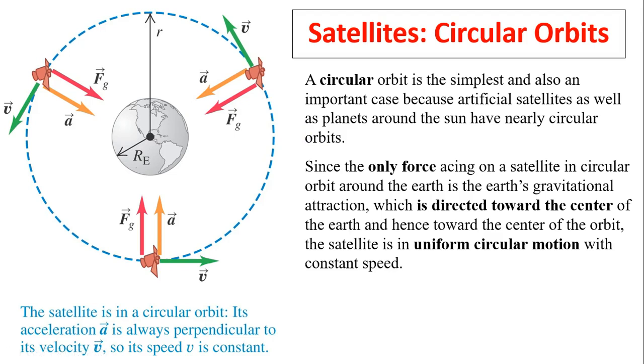Satellites in circular orbits. A circular orbit is the simplest and also an important case because artificial satellites, as well as planets around the sun, have nearly circular orbits. Since the only force acting on a satellite in a circular orbit around Earth is Earth's gravitational force, which is directed toward the center of the Earth and hence toward the center of the orbit, the satellite is in uniform circular motion with constant speed. So the force is toward the center, and the acceleration has to be toward the center. We know in uniform circular motion, v is tangent to the circle, so a is perpendicular to v. In this case, a only changes the direction of the velocity vector, not its magnitude. Hence, this force does not do any work because it doesn't change the kinetic energy of the satellite.